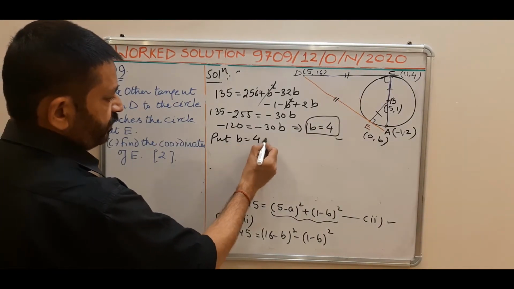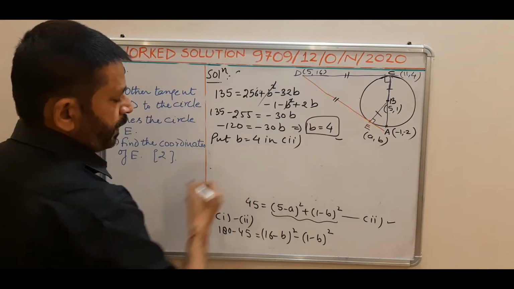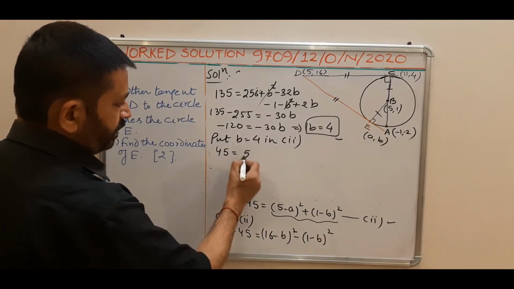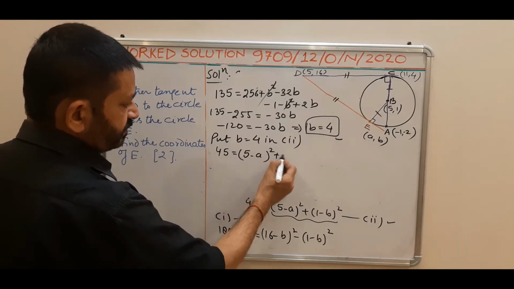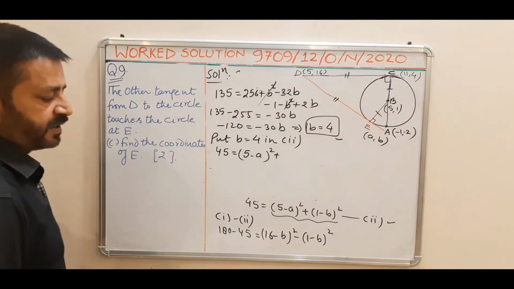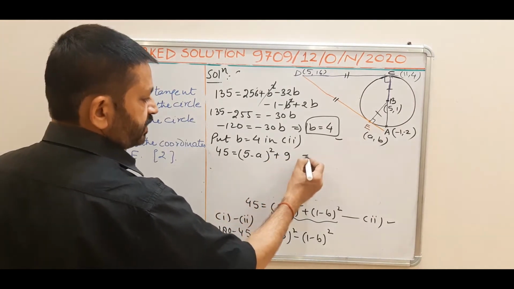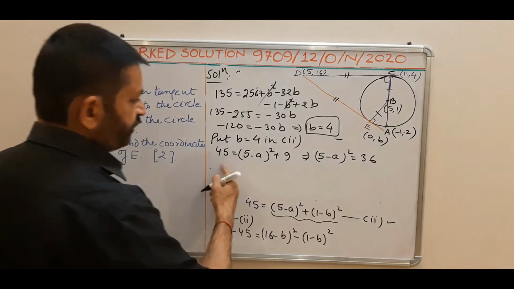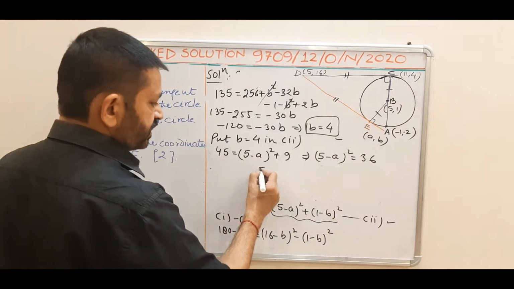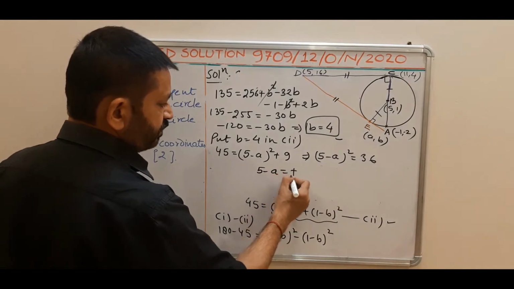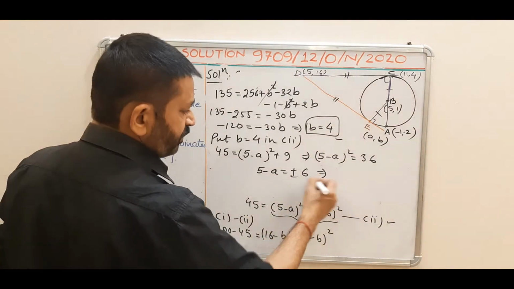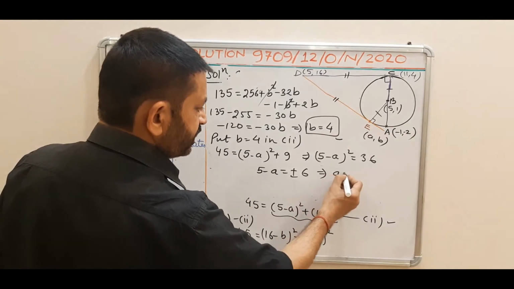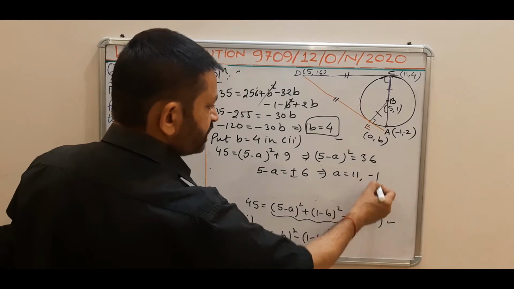Put B equal to 4 in the second relation. It will become 45 is equal to 5 minus A whole square plus, B is 4, so 1 minus 4 will be minus 3. Minus 3 square is 9. So 5 minus A whole square is equal to 36, since 45 minus 9 is 36. So this will give you 5 minus A is equal to plus minus 6. From here we'll get two values for A. One is A equal to 11 and the other is minus 1.